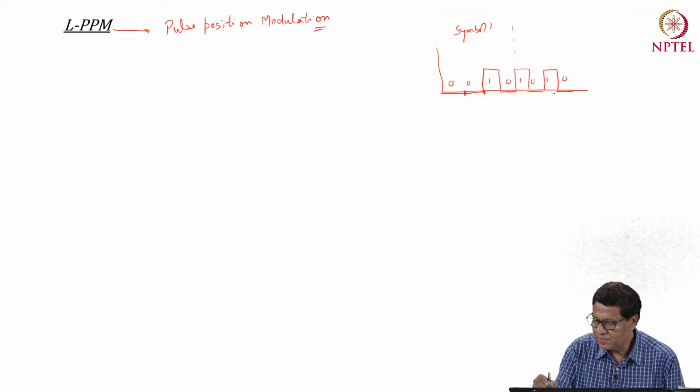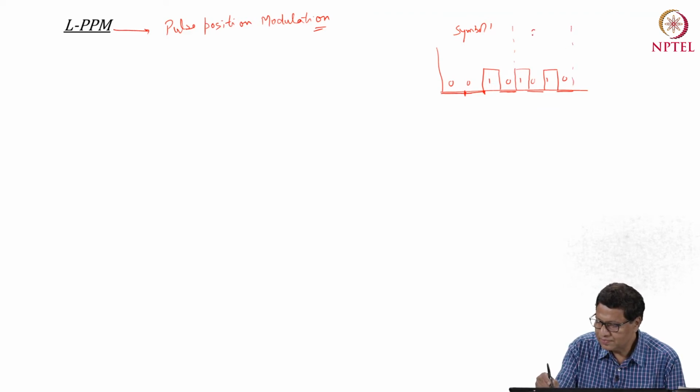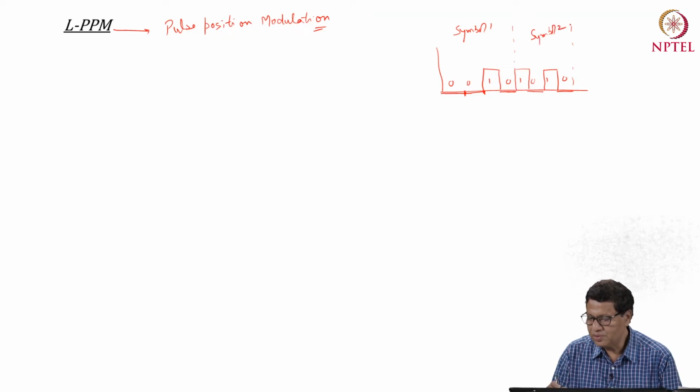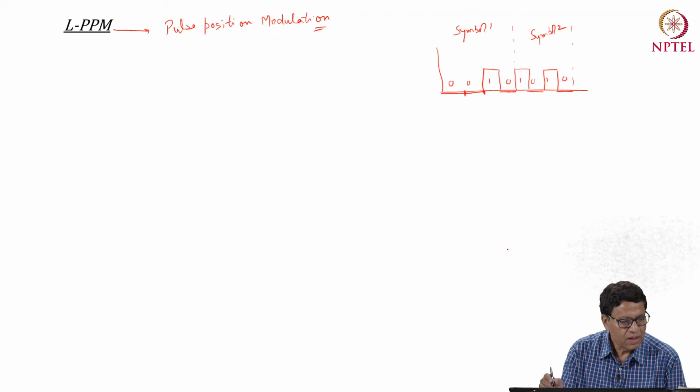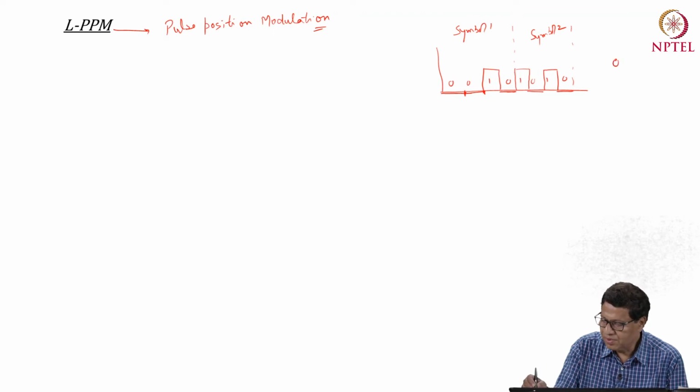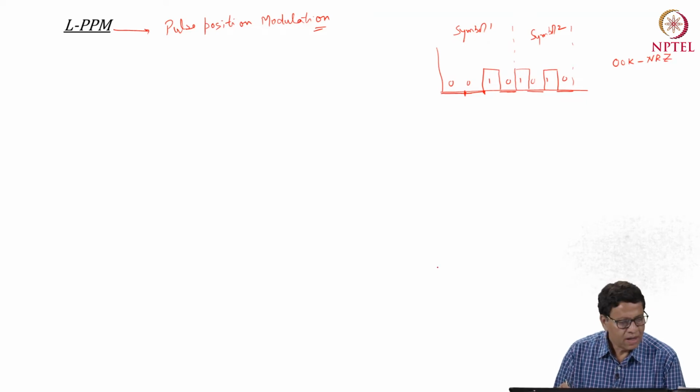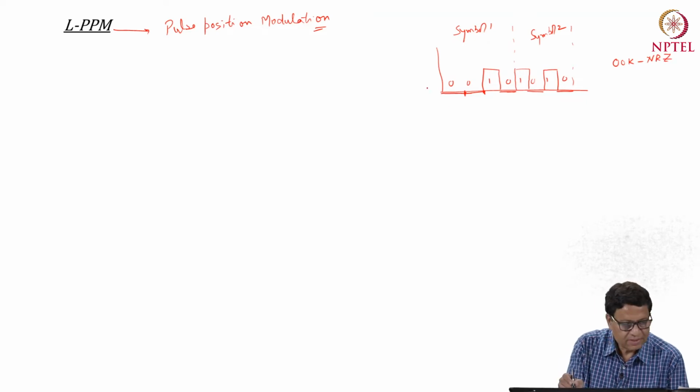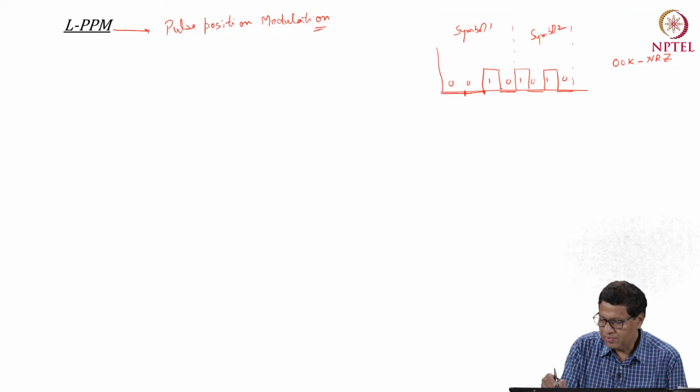And the second symbol is, for example, 1, 0, 1, 0. Now this is a case of on-off keying NRZ. So I have made NRZ here. And if you want to have the PPM, then there are 4 bits in the symbol.